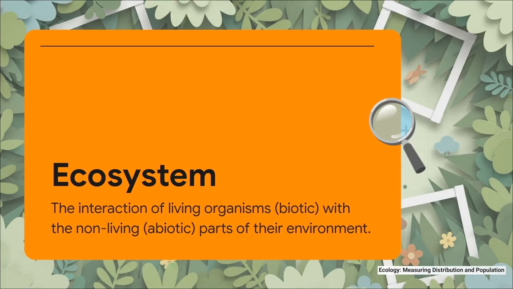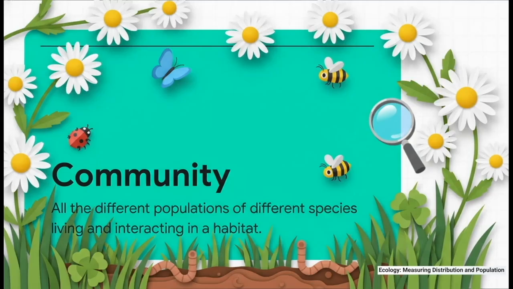Now, before we get sampling, we need to get some key terms sorted. Let's build up the picture. Think about the whole field. You've got the grass, the daisies, the soil, the sunlight, the rain, all of those things, the living or biotic parts, and the non-living or abiotic parts, interacting with each other. That's your ecosystem.